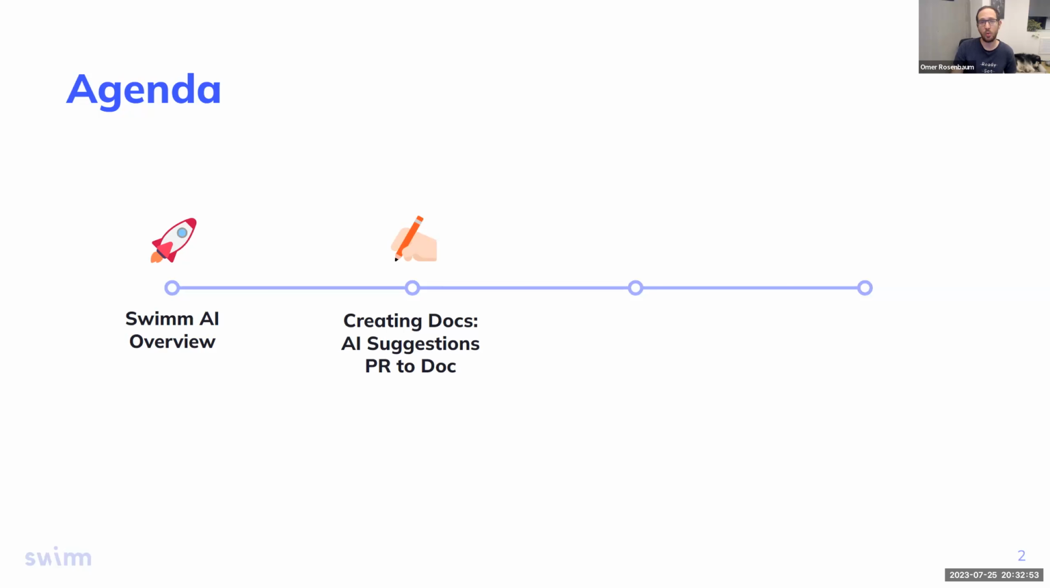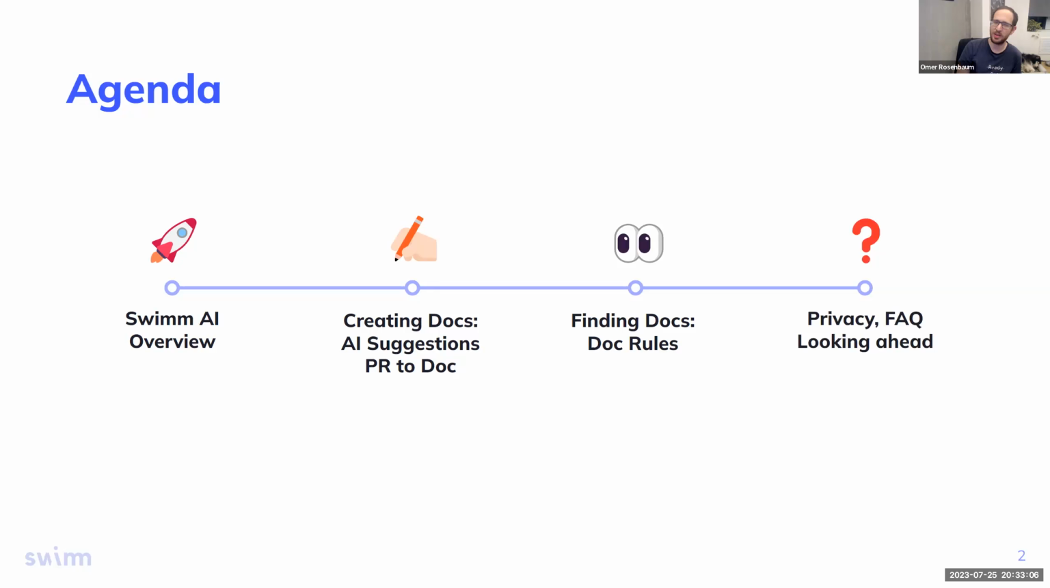We'll then talk about how we use AI to find documentation when you need it most using doc rules. And we will also answer frequently asked questions and address issues such as privacy. And we'll also talk about what we plan on doing ahead with Swimm AI.